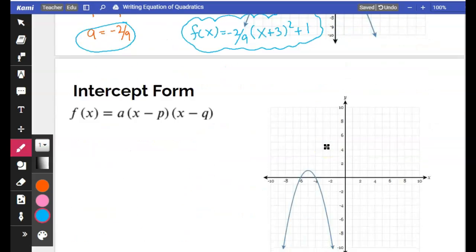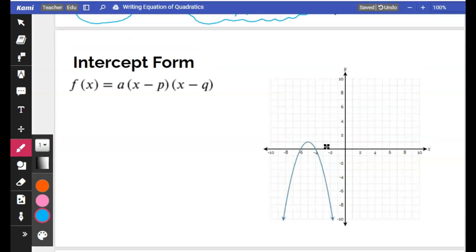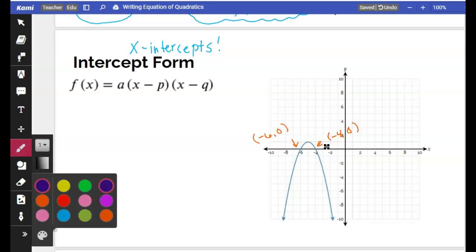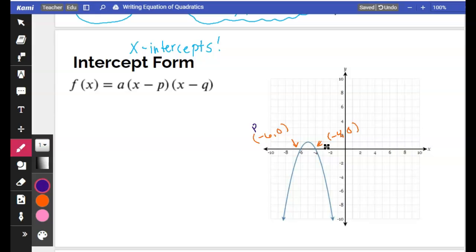All right, let's take a look at intercept form. Again, intercept form involves you finding not just any intercept, but the x-intercepts. So again, they should be staring right at you at the graph, which should make things a lot easier to deal with. And I can see that right here. I've got negative 4, 0, and I've got negative 6, 0. That means this is my p, there is my q.